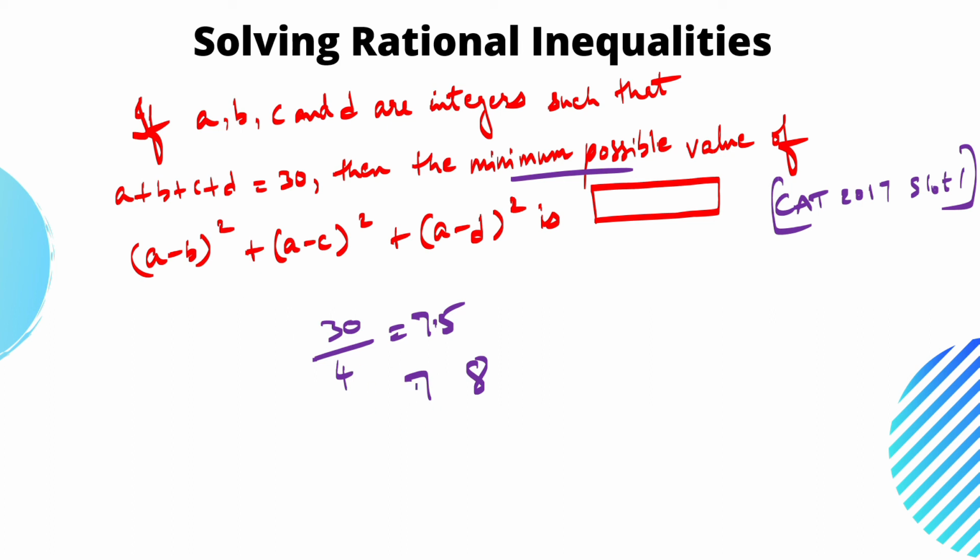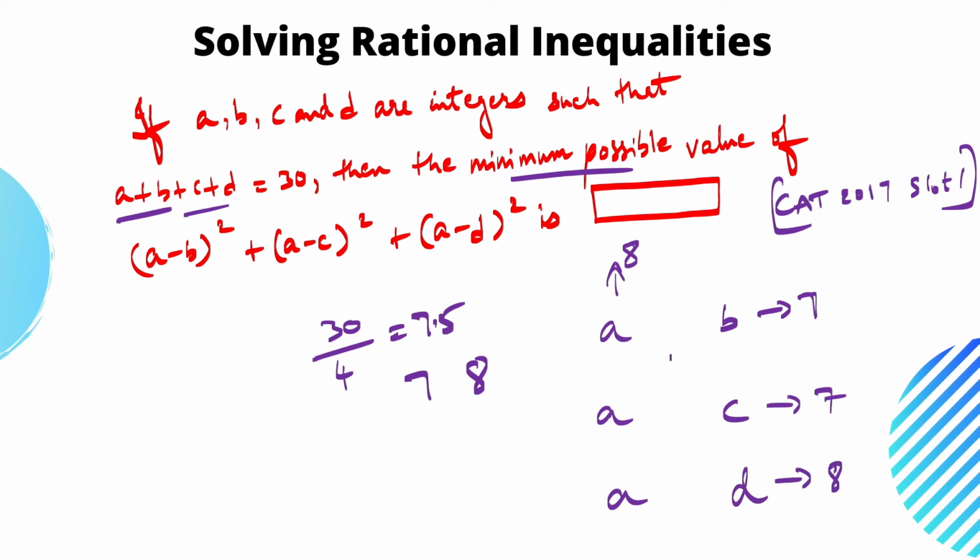We can assign 7 to 2 values, and we can assign 8 to 2 values, and we have to make sure that the assigning results in the minimum possible value. If we assume A to be 8, B to be 7, C to be 7 and D to be 8, what will happen is 8 minus 7 will be equal to 1, 8 minus 7 will be equal to 1, 8 minus 8 will be equal to 0.